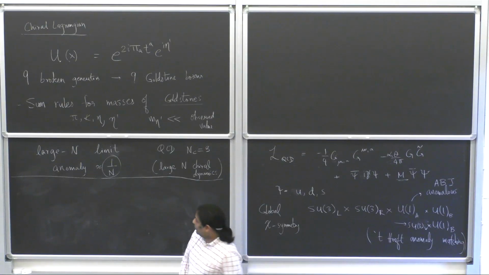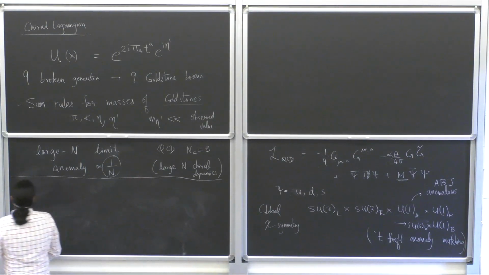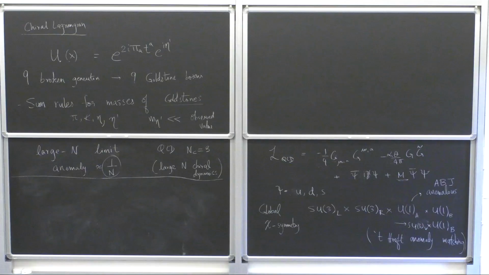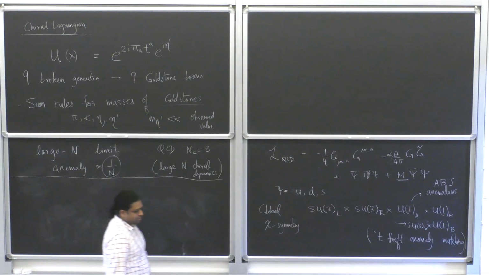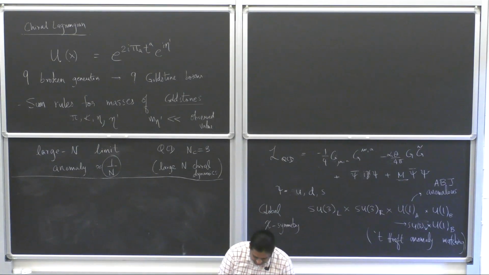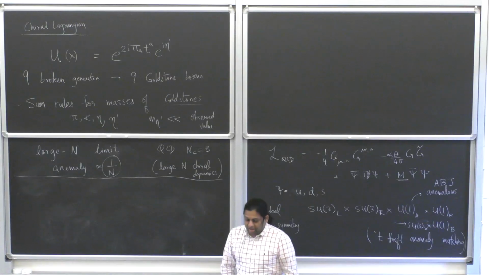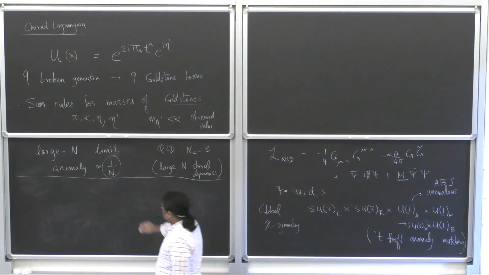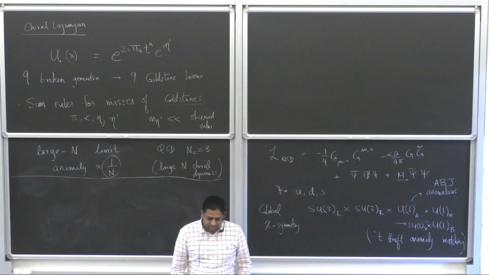We're going to follow roughly that logic to construct the chiral Lagrangian for all 9 Goldstone bosons, including the eta prime, with 1/N suppressing its potential.